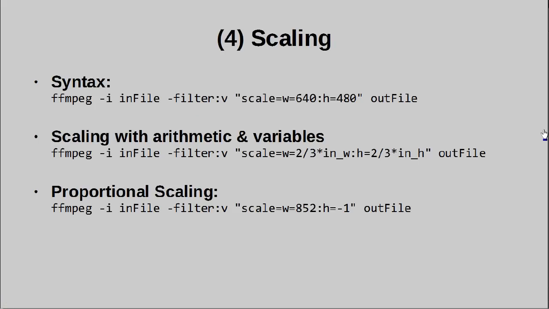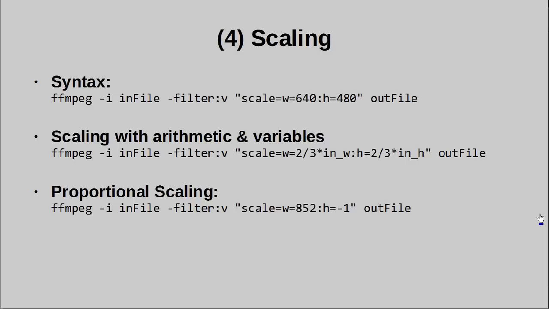Next, video scaling. This looks very similar to the first two parameters of the crop filter. Use w and h to set the width and height of the output. You can also use arithmetic like with cropping. The variables in_w and in_h are also available here. In addition, if you like proportional scaling, you can specify -1 for one of the input parameters. Its value will be determined from the length you do provide.